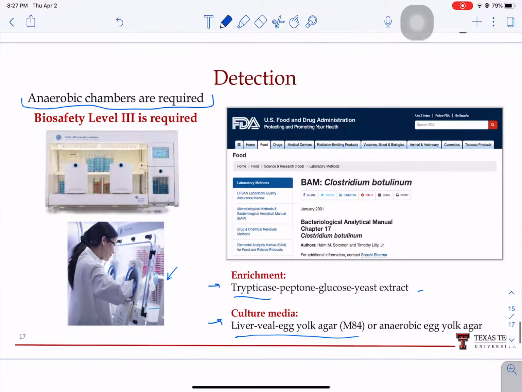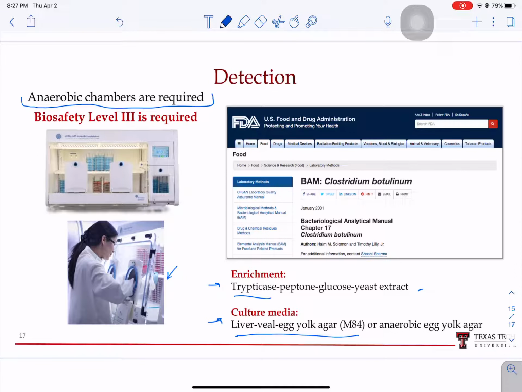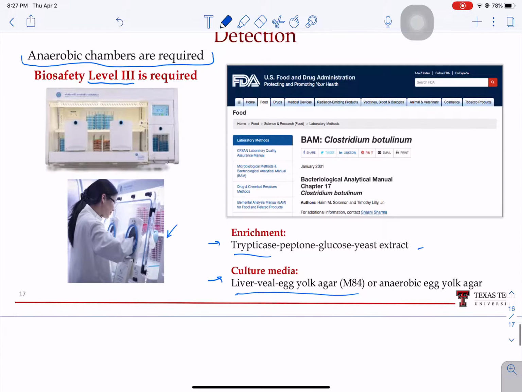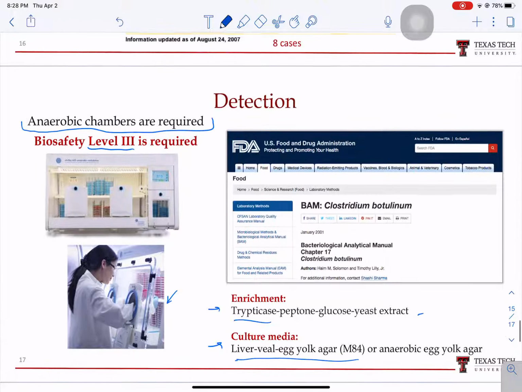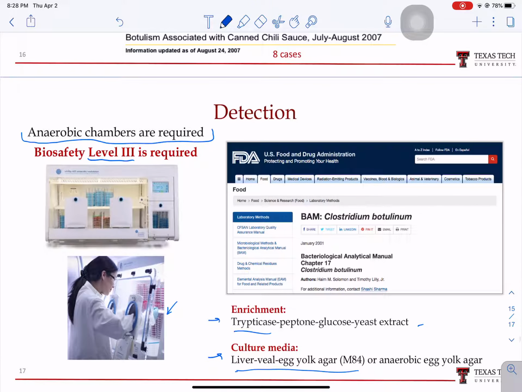Another very important factor here is that we can't work with this microorganism in a biosafety level 2 lab. You require a biosafety level 3 lab to work with this microorganism, and this is because of the danger that is posed by this bacteria in terms of human health.